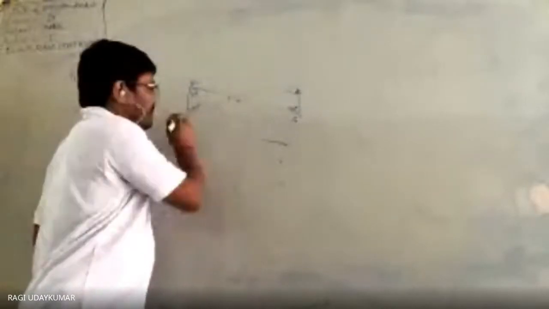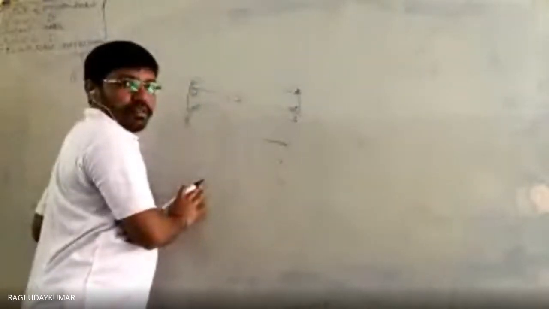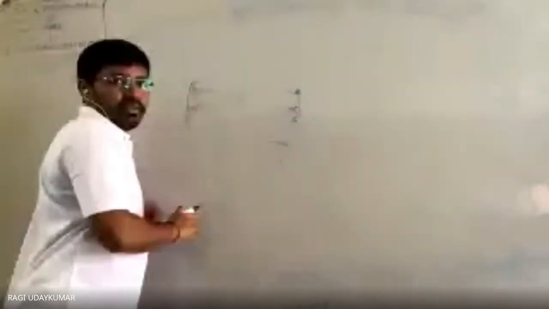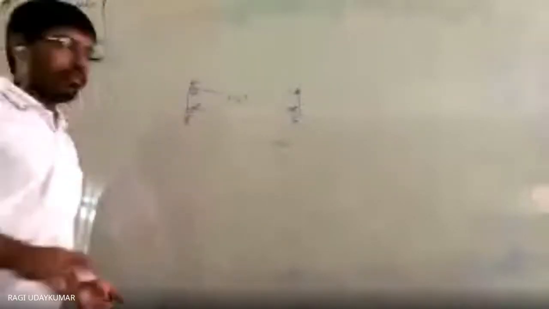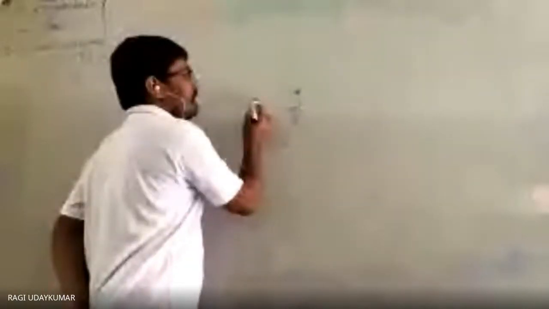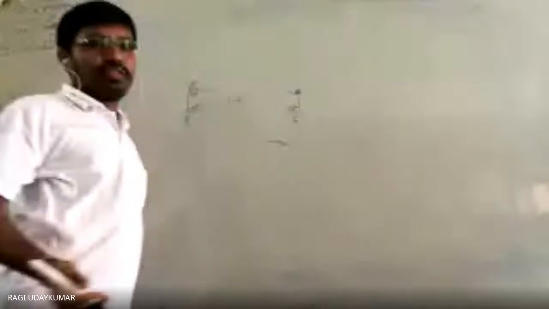Sum of the three angles in this triangle. After finding this one, these two are vertically opposite angles. Vertically opposite angles will be equal. Whatever you get here, the same you'll get here. And in this triangle, you have two angles and the other you have to find out.